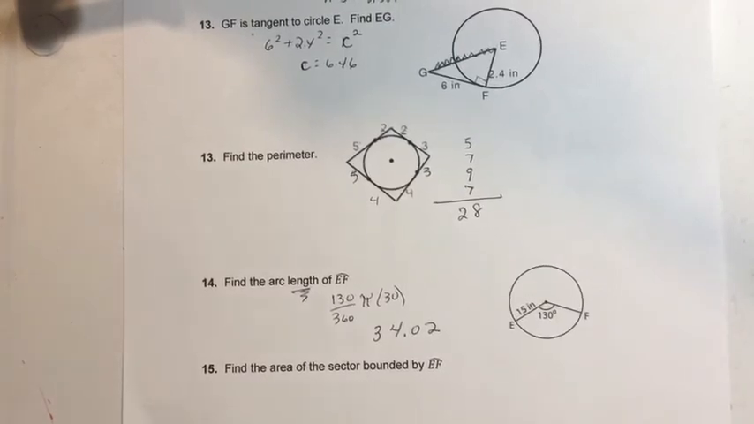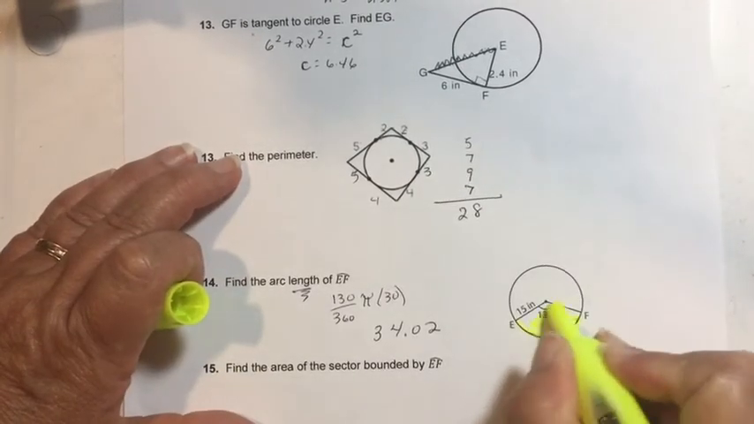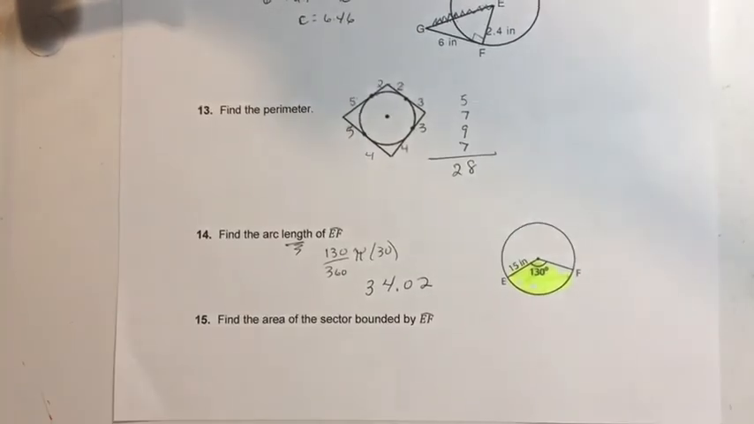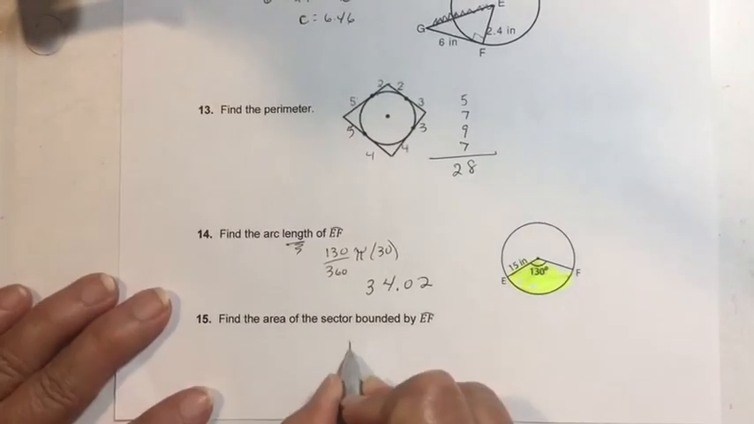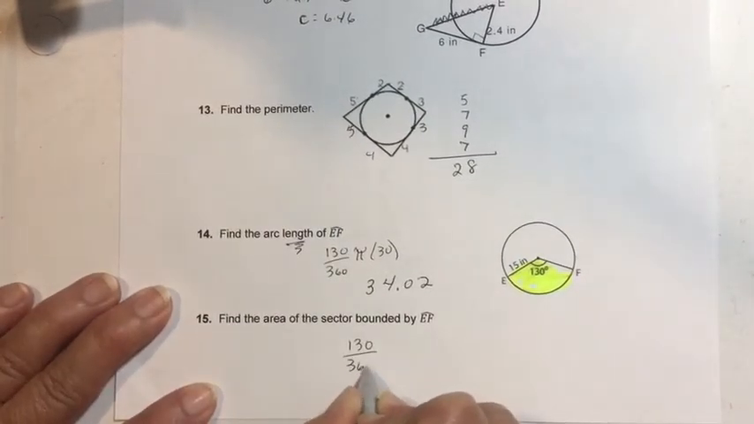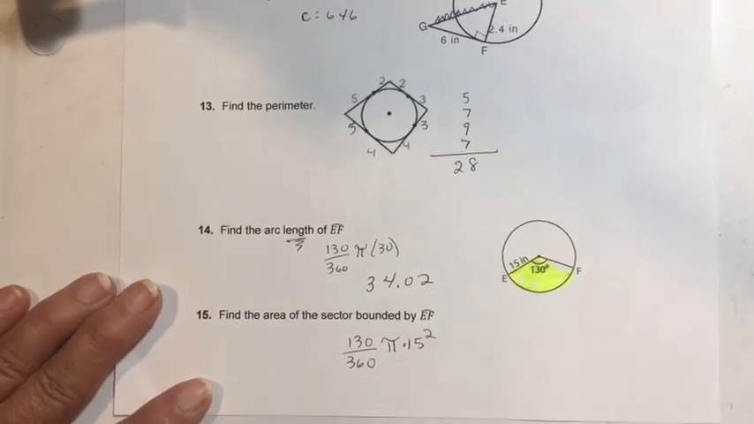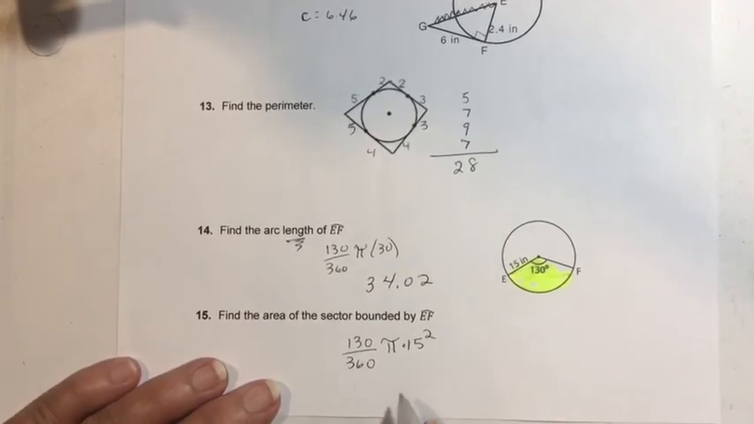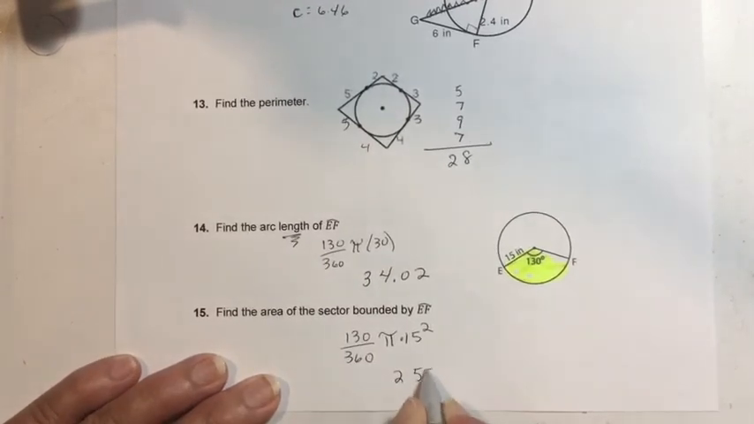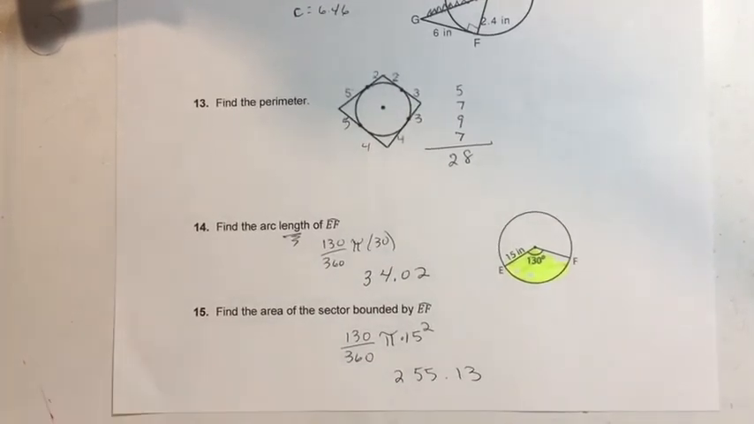Now, the area of the sector bounded by EF, that's the sector here, is still a portion, 130 out of 360, of the area, which is pi times the radius squared. And that should give you 255.13.